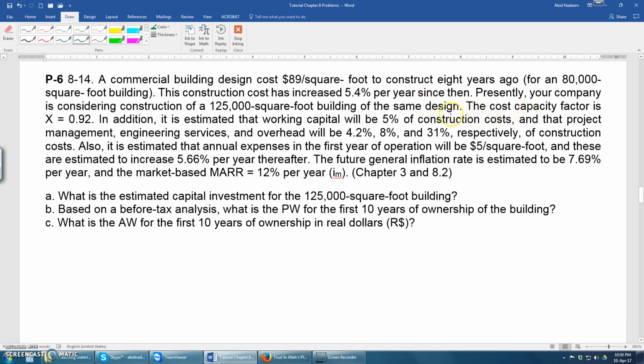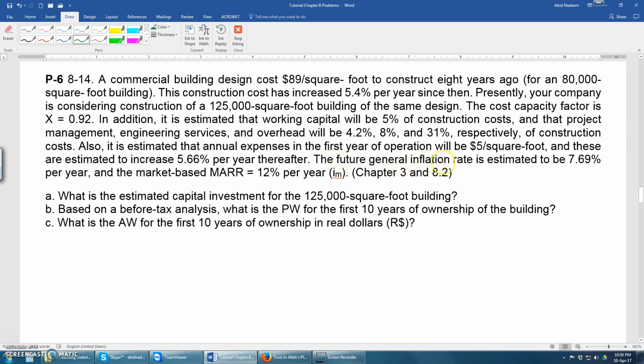So the cost capacity factor X is equal to 0.92. In addition, it is estimated that the working capital will be 5% of the construction cost, and that project management, engineering services and overhead will be 4.2%, 8% and 31% respectively of construction costs. Also, it is estimated that the annual expenses in the first year of operations will be $5 per square foot, and these are estimated to increase 5.66% per year thereafter.